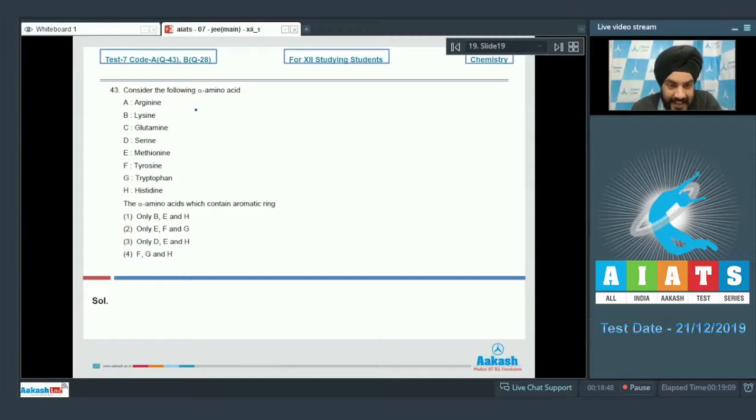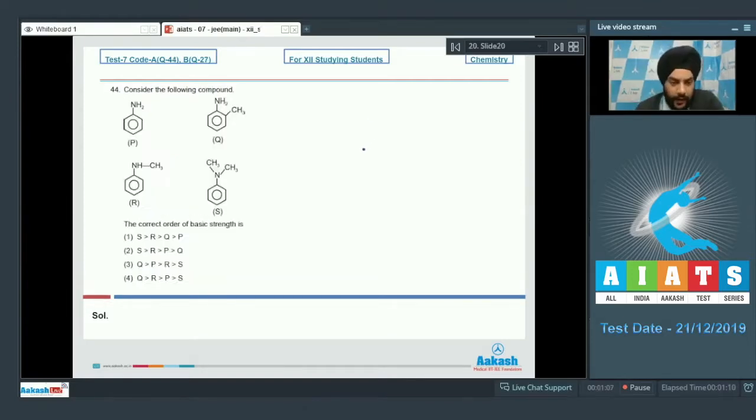Question number 43. Consider the following alpha amino acid. So we have been given arginine, lysine, glutamine, serine, methionine, tyrosine, tryptophan, and histidine. Okay. The examiner seems to be interested in those alpha amino acids which contain an aromatic ring. So if you look at the amino acids which are given to us, students, we can see that there is tyrosine, there is tryptophan, and then there is histidine. So these three amino acids contain the aromatic ring. Okay. So for question number 43, we have to mark the correct answer as option 4. Let us look at the next question now.